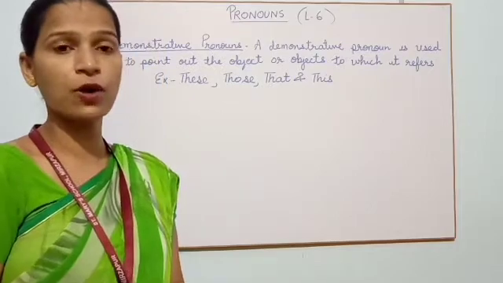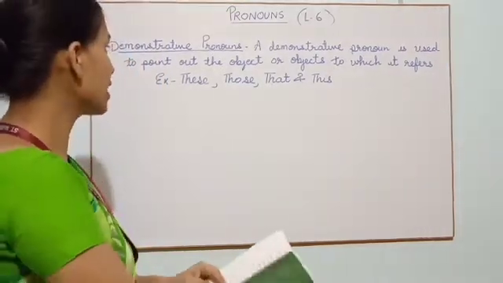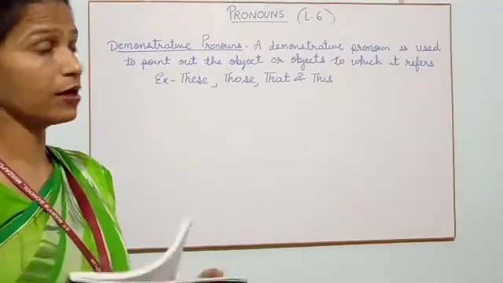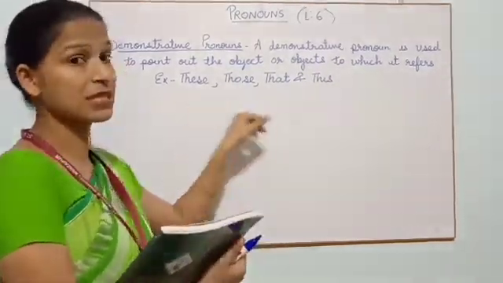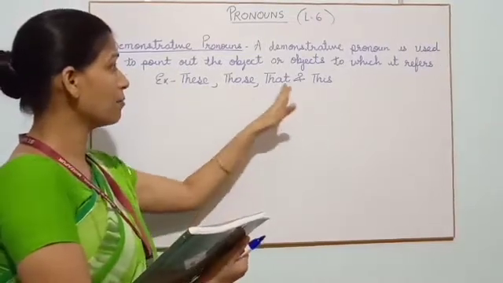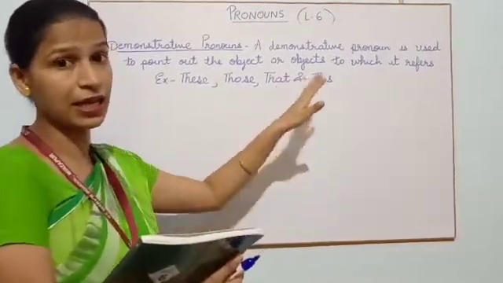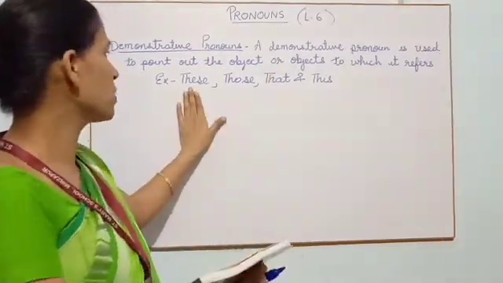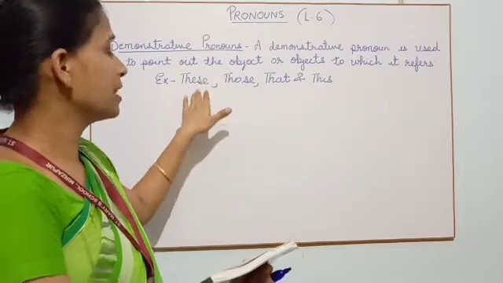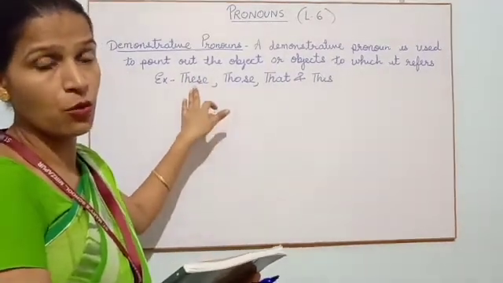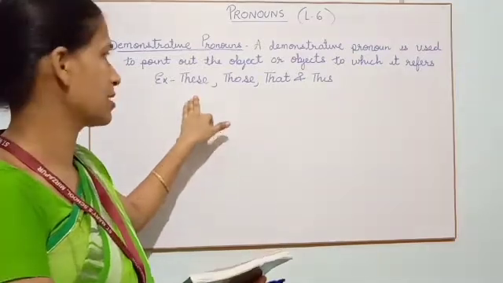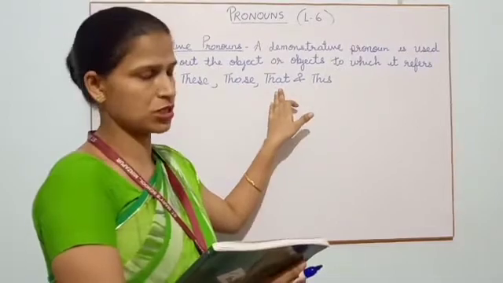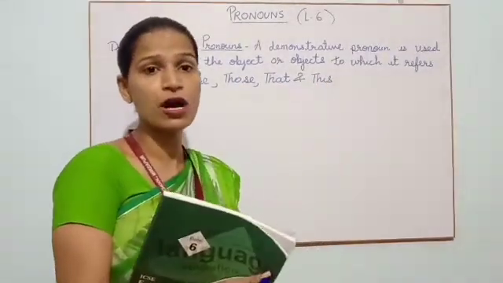And in this, children, you are also going to see that a few are indicating singular, means you can use them in singular, and some words can be used only for plural sentences. Like, can you see this word these? These is used when you have plural things. Those is also used when you have plural things. That is used for singular and this is also used for singular.